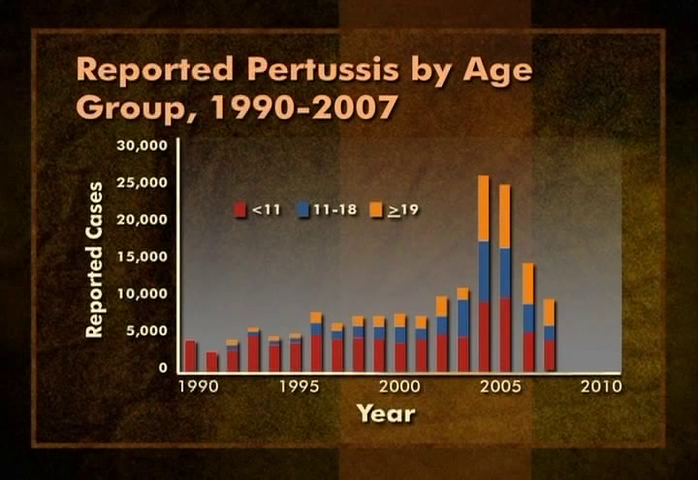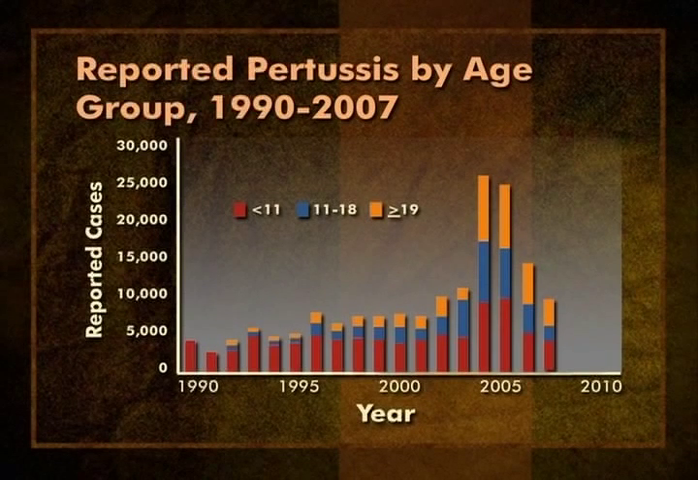This stacked bar graph shows the number of pertussis cases reported by age group and year since 1990. Children younger than 11 years are shown in red. Cases among adolescents 11 through 18 years of age are in blue and adults 19 and older are in gold.